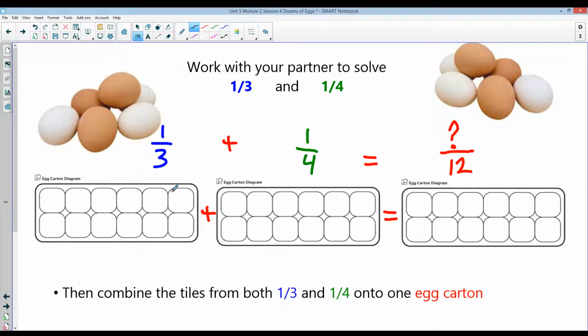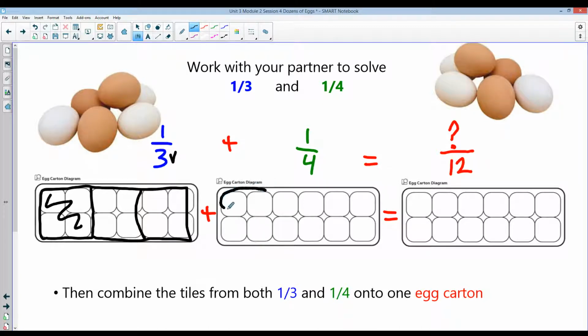Okay, so 1/3. So let's see, 1/3. So here is one group. We're going to first divide this up into 3 equal sections. Check. And we're going to just shade in this section. This one's going to go into 4 different sections. So it'd be 1, 2, 3, 4, and we got one of them.